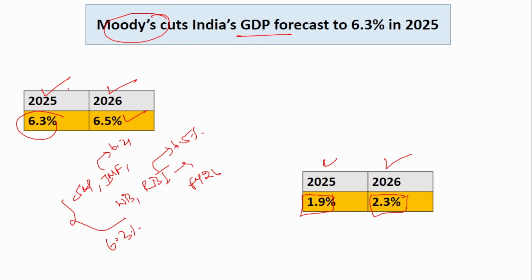But here, this is for calendar year 2025 and calendar year 2026. For calendar year 2025 it is 6.3% and for calendar year 2026 it is 6.5%. Know the difference. For these organizations, everything was stated in financial year terms, but Moody's has stated it in calendar year terms. This is for India I am talking about.